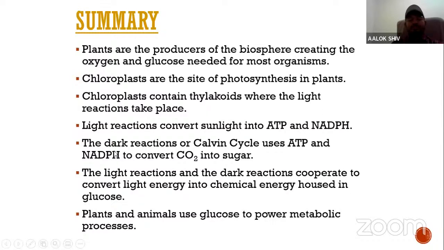So the dark reaction, the Calvin cycle, uses the ATP and NADPH to convert carbon dioxide into sugar. And at the very start of this lecture, I told you that CO2 gets fixed into sugar. This is important. In the light reaction, there is generation of ATP and NADPH, the energy currency. In the dark reaction, this ATP and NADPH is required to convert the CO2 into sugar. So this is in general the photosynthesis.